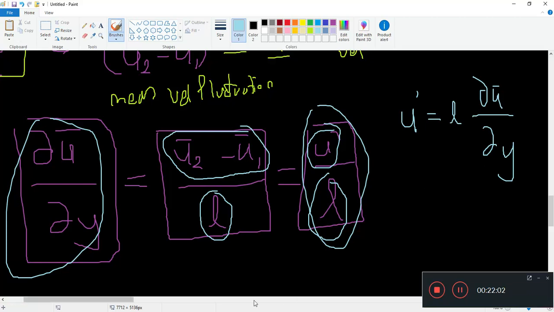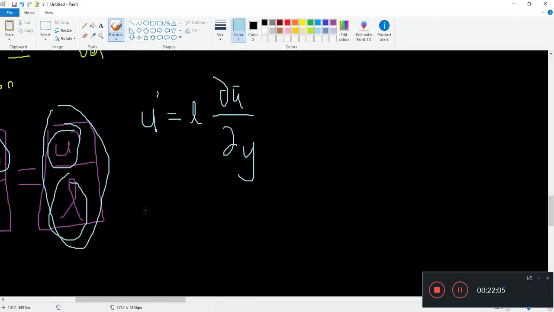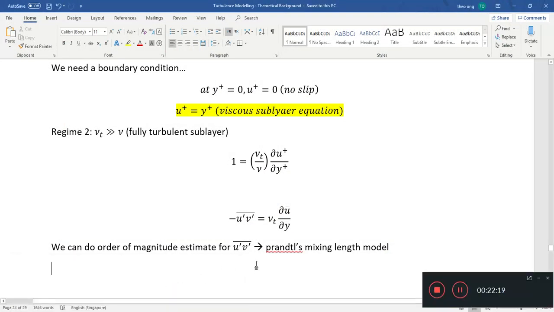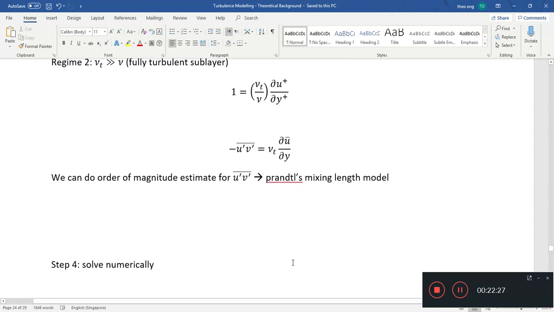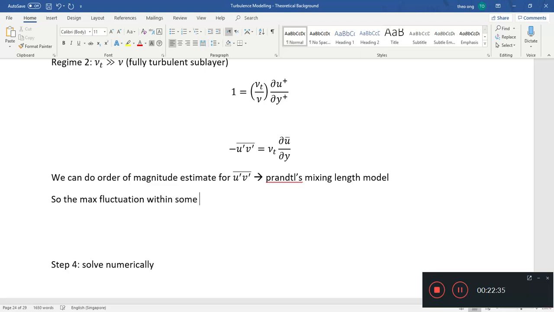And a similar argument, at least conceptually, if the turbulence is isotropic, we can also make for the other velocity component. So let's write this down. This is a very rough conceptual explanation. It's not fully accurate, but it tries to give you an idea of where this comes from. So the max fluctuation within some mixing length L.